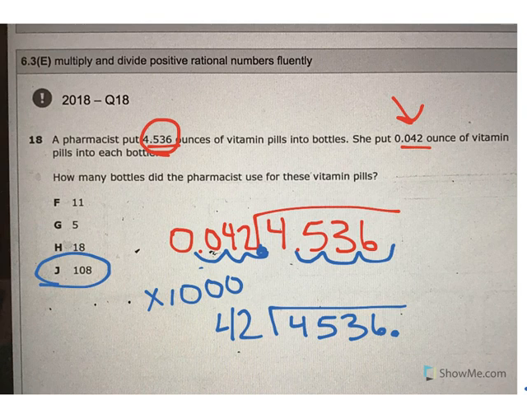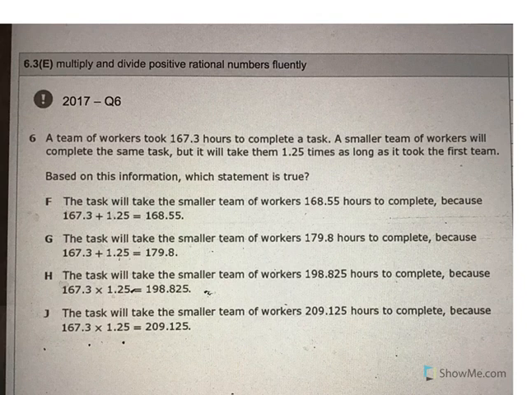Now, if you check your work in a calculator, you don't have to worry about moving the decimals over. You would just put 4.536 divided by 0.042 and hit enter, and you would get J. So again, it's always good to check your work with the calculator, just to make sure that you're doing it right. The calculator is always right, assuming you're putting it in the calculator correctly. So be careful with that. All right. Our next problem.